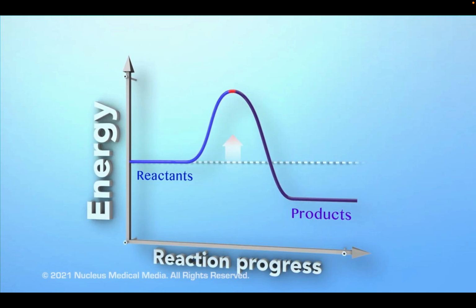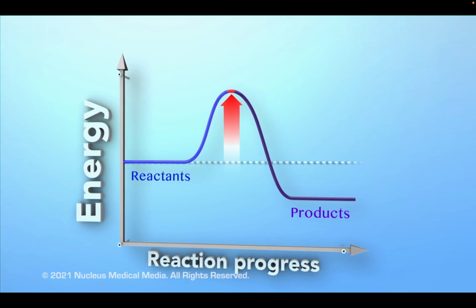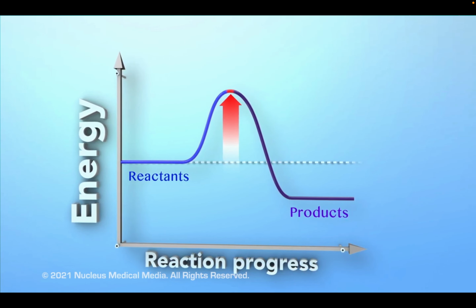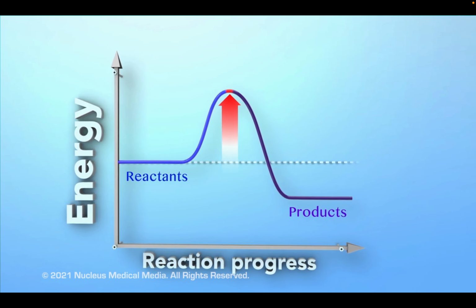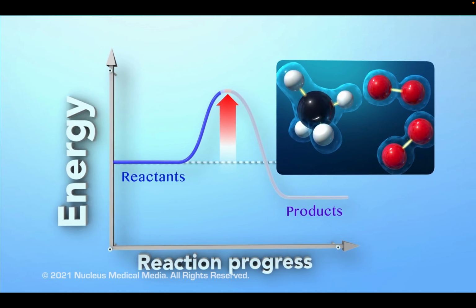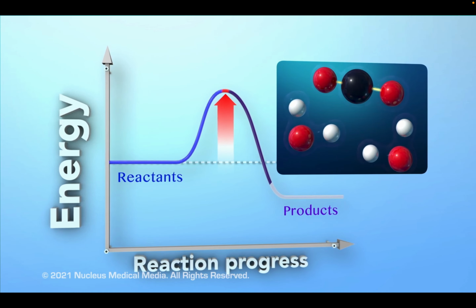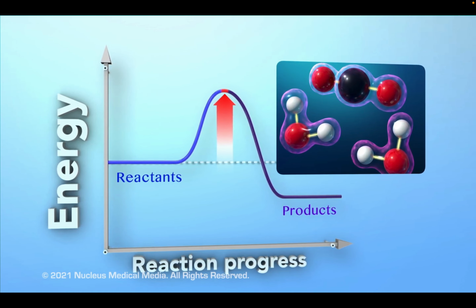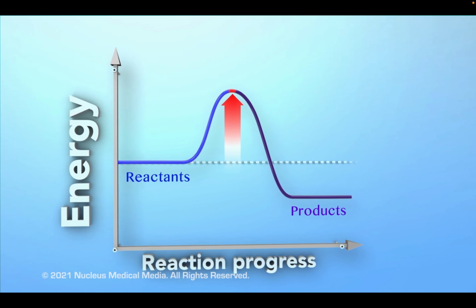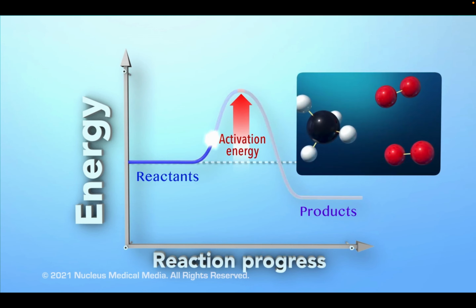Either way, notice the peak in the energy hill just before the products begin to form. This peak represents the minimum energy the reactants required for the reaction to take place. The reactants need this energy to break their chemical bonds so that different bonds can be formed to make new products. This minimum amount of energy required for a reaction to take place is called activation energy. If the activation energy isn't reached, no reaction takes place.